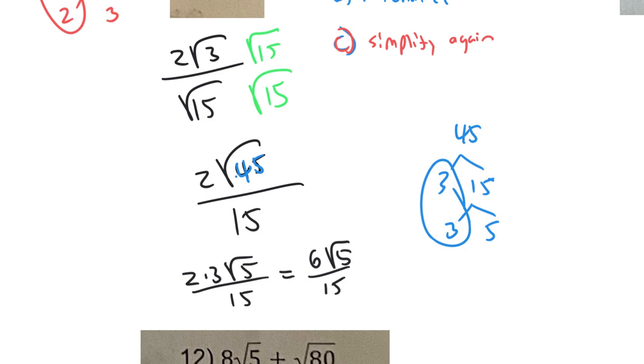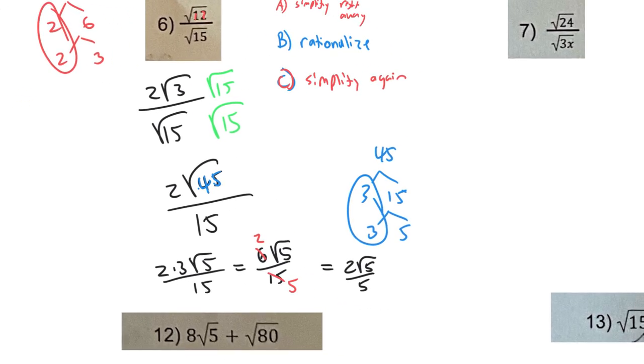Now, believe it or not, we're not done with step letter C. We're still simplifying, because even after having done that, now we have a 6 over 15. 6 is divisible by 3, and 15 is divisible by 3. So that 6 divided by 3 is 2. That 15 divided by 3 is 5. So this is going to be 2 radical 5 all over 5. Hopefully that makes sense. That is the answer to that one.